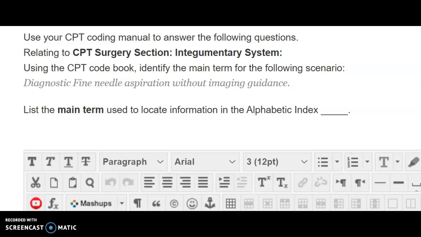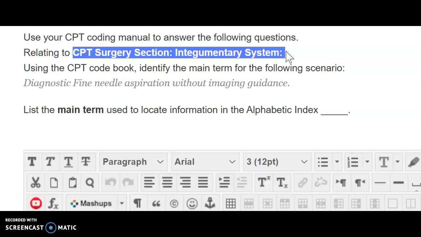One more thing I would really want you to remember when you're doing your assignments or reading a coding question is to make sure you read the question in detail, okay? Sometimes the question is actually giving you some of the information that you need to know. For example, this question says, use your CPT coding manual. So remember, use your CPT coding manual. And it says relating to CPT surgery section integumentary system. So it's literally telling you where you will find your answer. Okay, so you cannot be in any other section unless you are in surgery integumentary system when you confirm your codes in the tabular section.